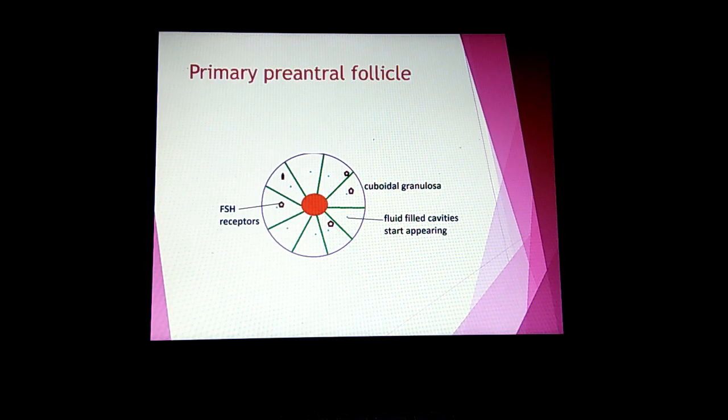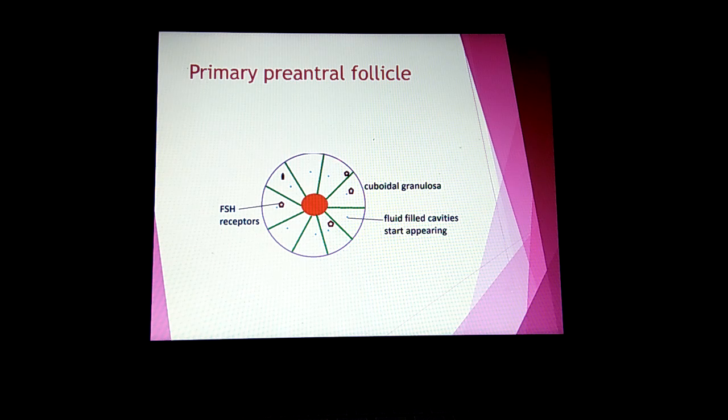Now, if this primordial follicle enters into a wave of development, it enters into the next stage, which is a primary pre-antral follicle. Antrum means cavity. Pre-antral means a stage just before the formation of the cavity. You can see in the diagram that earlier this green colored granulosa cell was squamous. Now it has changed into cuboidal, but it is still single layered.